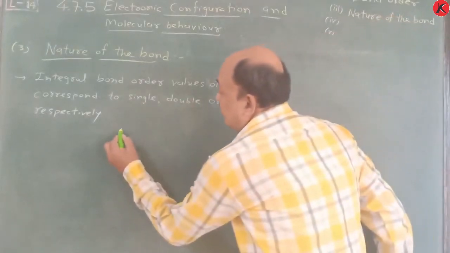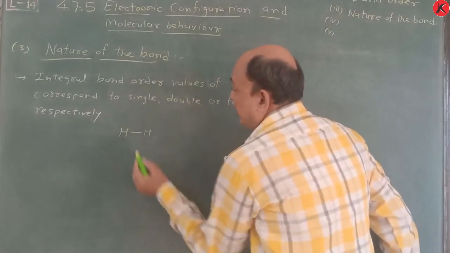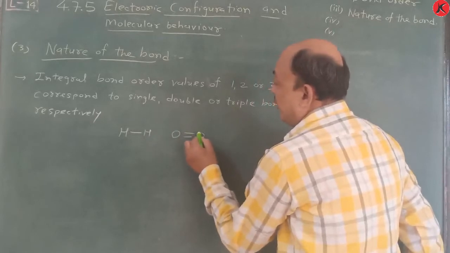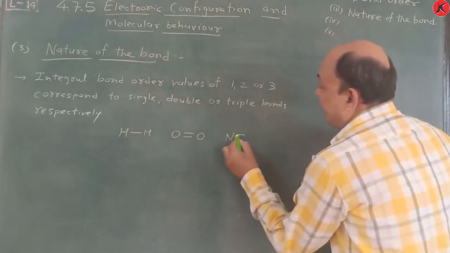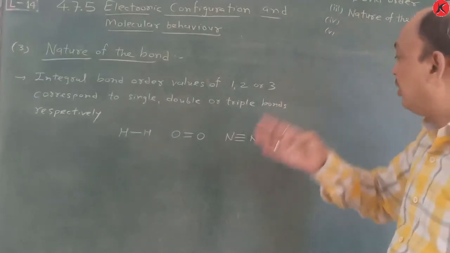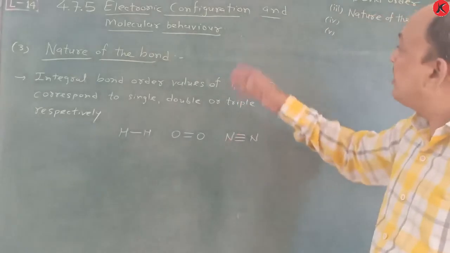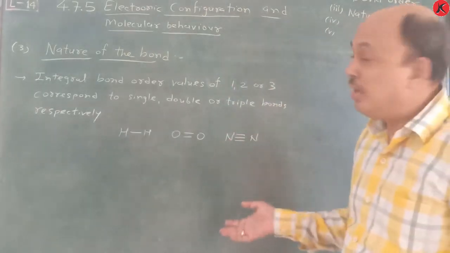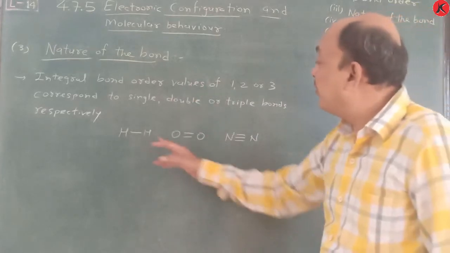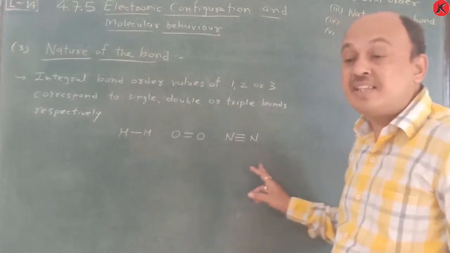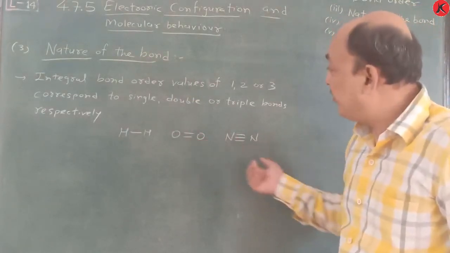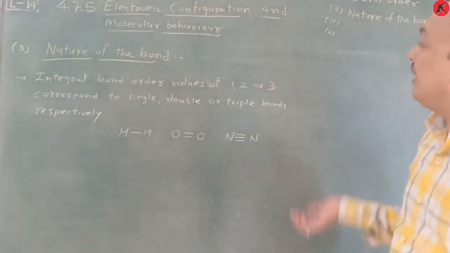That means what? Suppose between hydrogen and hydrogen a single bond is present. This is considered as single bond. Between oxygen and oxygen a double bond is present. Between nitrogen and nitrogen a triple bond is present. We can see from this electronic configuration and molecular behavior which type of bond is there between two atoms, single bond, double bond, or triple bond. We cover this information. Okay, so this is a very important nature of the bond.